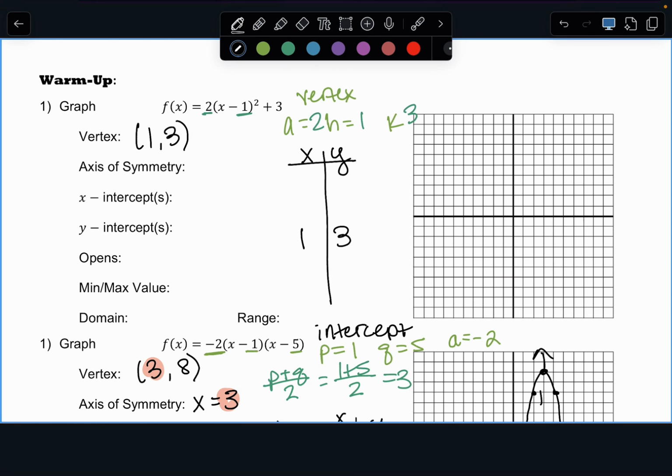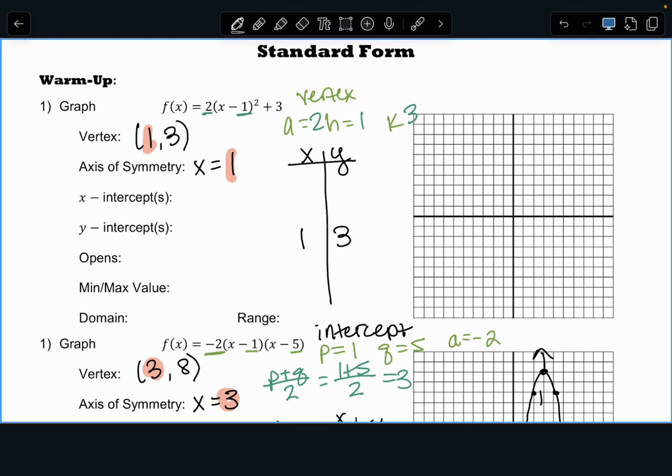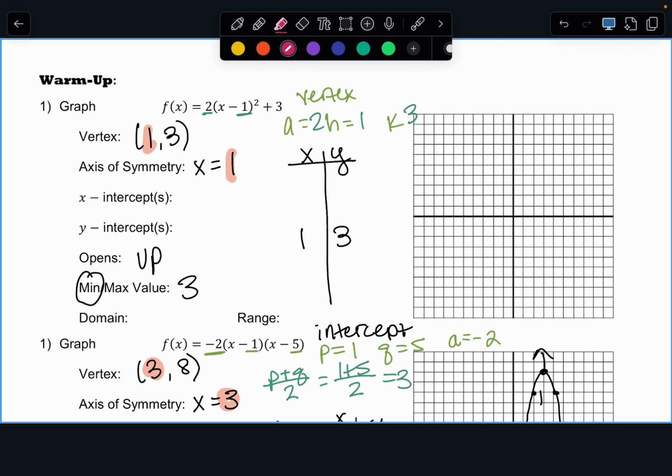Let's fill out some other things that we know. What's my axis of symmetry? X equals 1. Perfect. Comes from right here. My x-intercepts I don't quite know yet. Y-intercepts I'll find from my table. Which direction does this open, up or down? Up, because A is positive, which means it has a minimum. What's my minimum value? 3. Comes from right here.